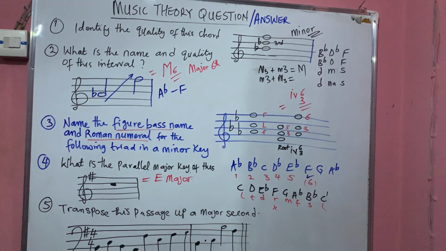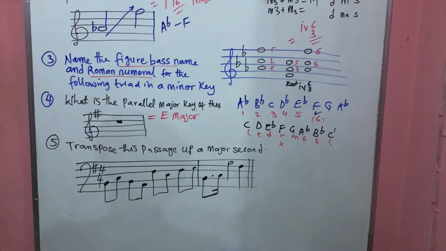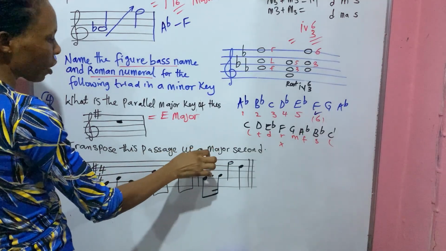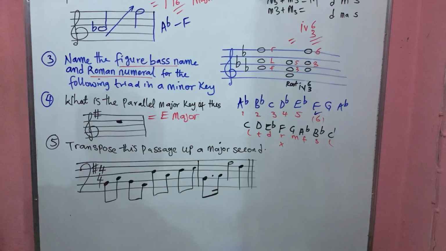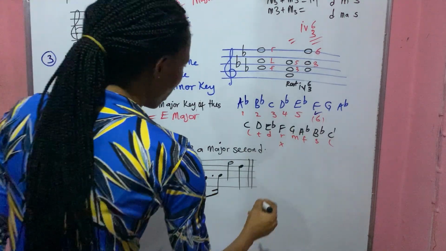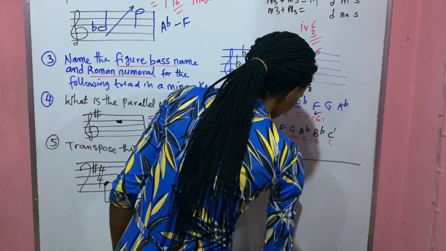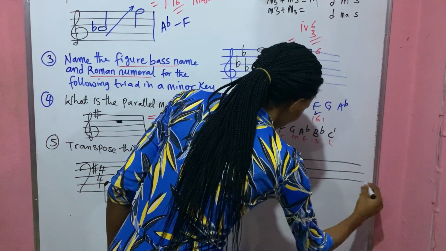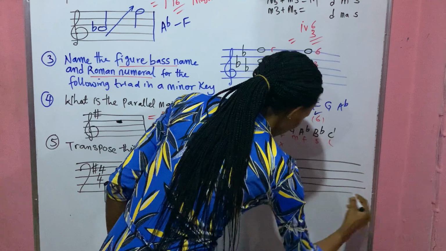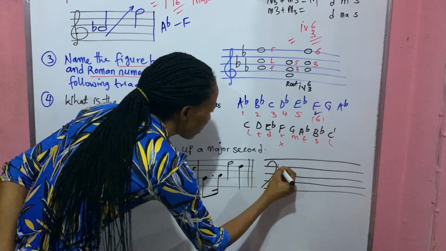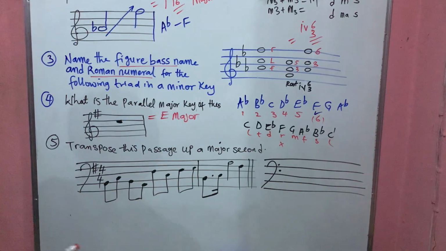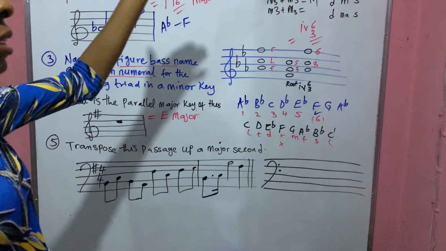So we've answered that. Now number 5, let's go. Transpose this passage up a major second. Okay, which space should we use? Let's see if this space can be conducive for us. We won't consume space. So first thing, remember to write the clef. Now they say transpose it up a major second. This is still interval work.